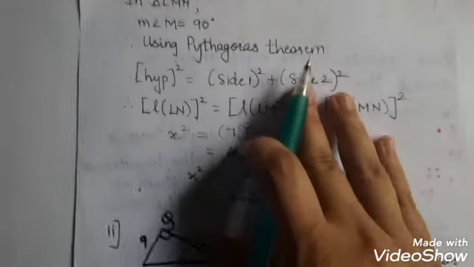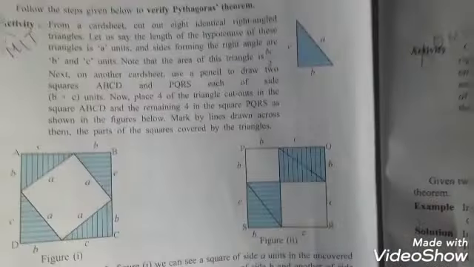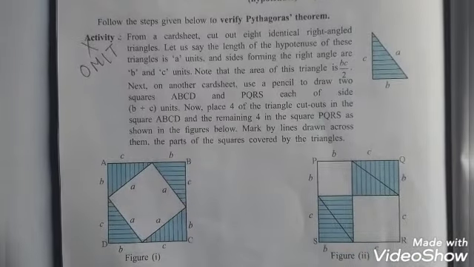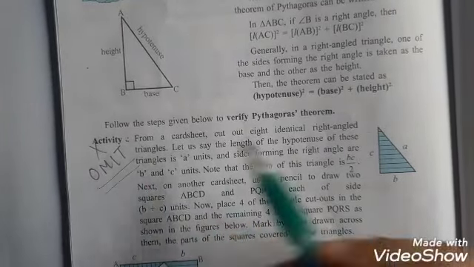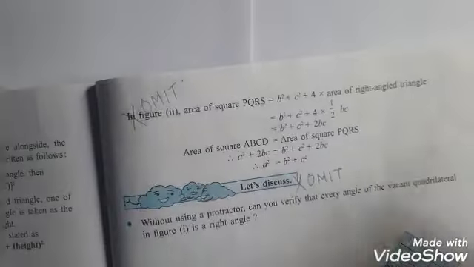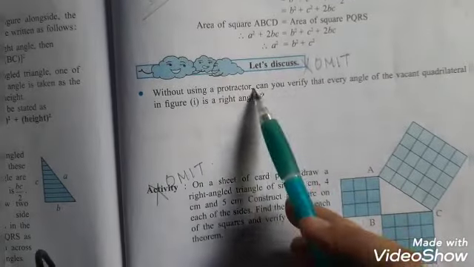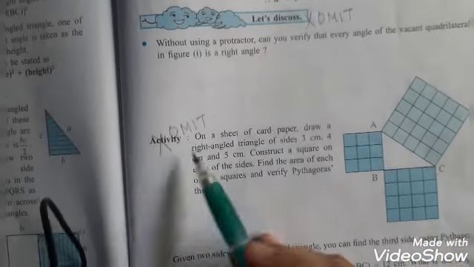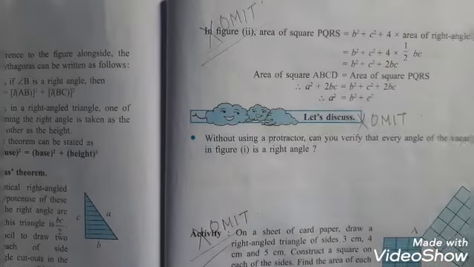Now, let us go to practice set 48. Before that, the activity on page 88 of the textbook has been omitted. From page 89, this is omitted. Again, this let's discuss is also omitted, and the activity over here has also been omitted. So, just make a note of it.